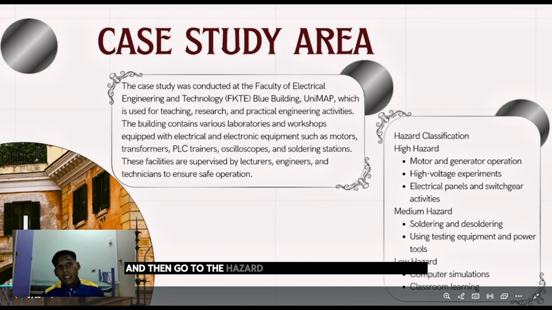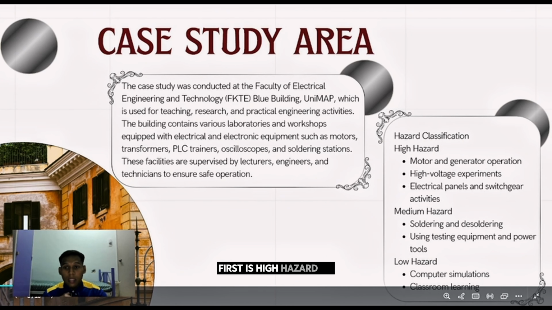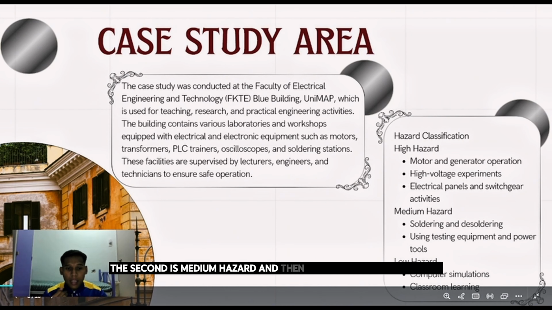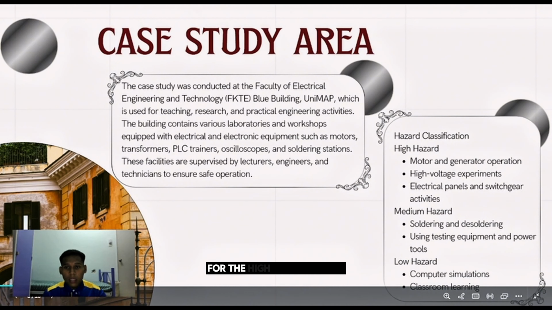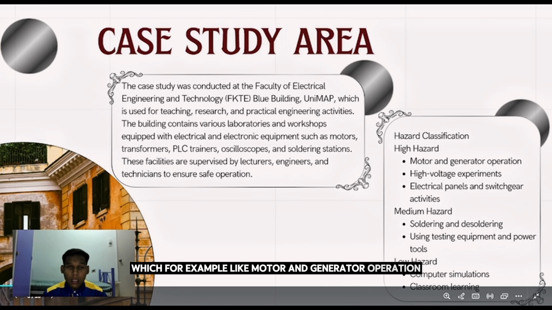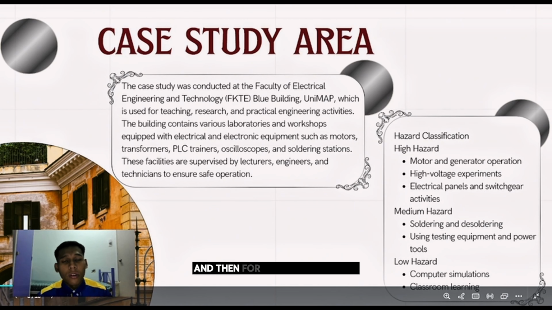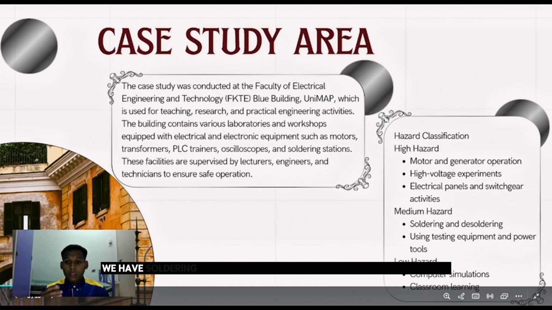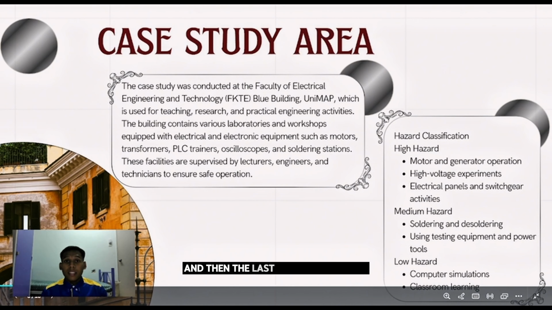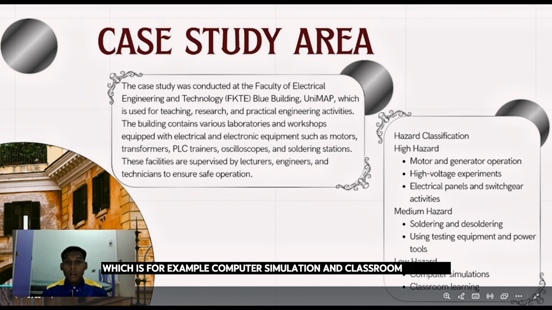And then we go to the hazard classification. There are three: first is high hazard, the second is medium hazard, and then the low hazard. For the high hazard, for example, motor and generator operation, high voltage experiment, and electrical panel and switchgear activity. For the medium hazard, we have soldering, use of testing equipment and power tools. And the last is the low hazard, for example computer simulation and classroom learning.